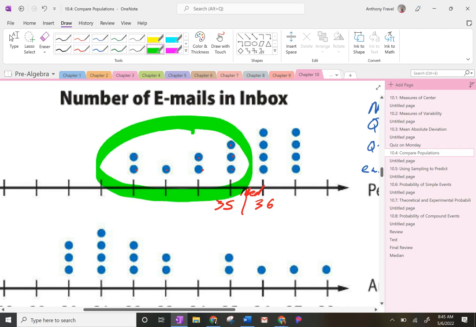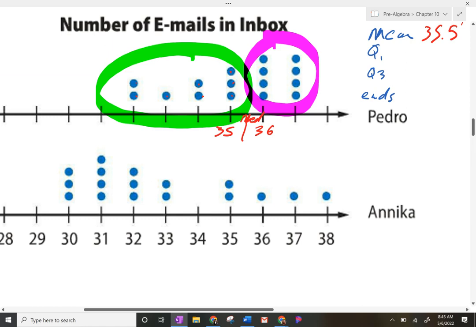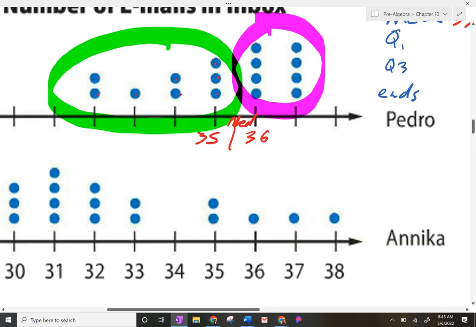These numbers right here are going to be for my quartile 1. This stuff will be for my quartile 3. So I've got 8 on the left side, so that means I'm just going to count 4 of them. I've got 1, 2, 3, 4. So the middle of my next quartile will be in between these two.